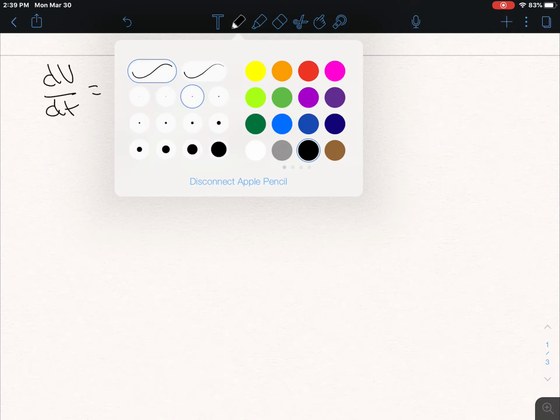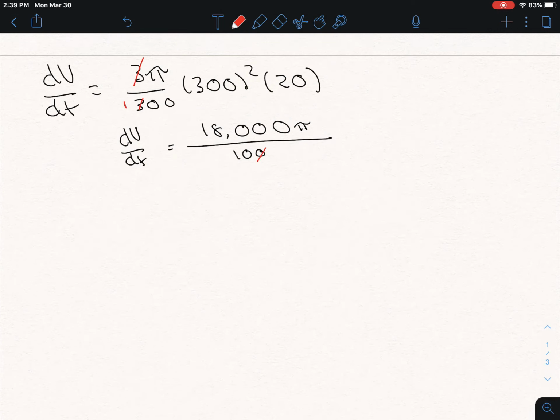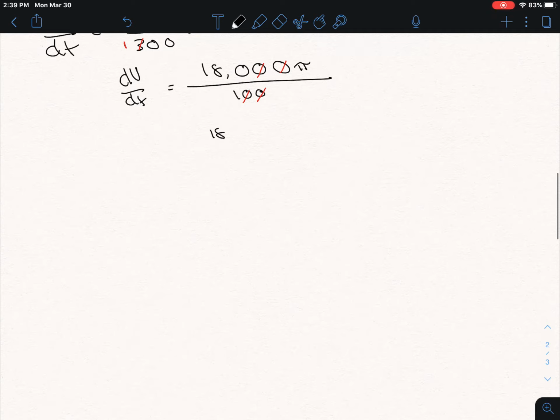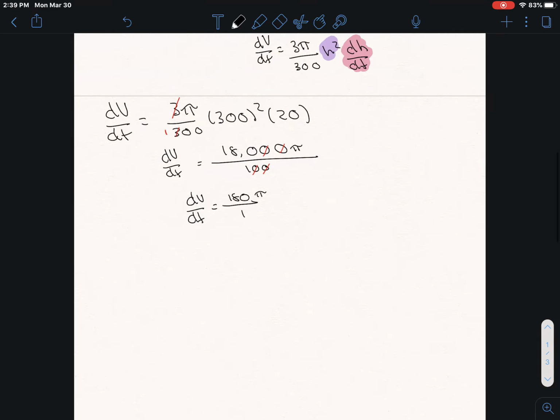That's still what we're solving for. So now we're going to simplify, and we get 180 pi is equal to dv over dt. So then we have our dv over dt.